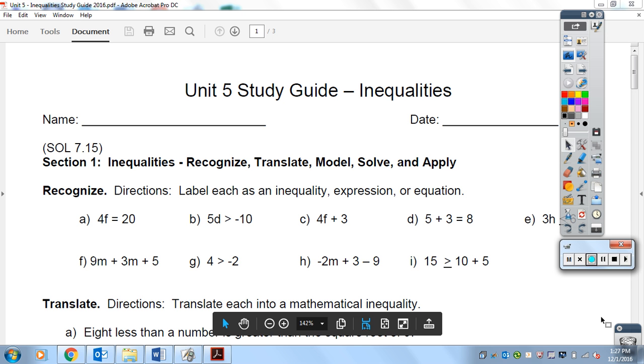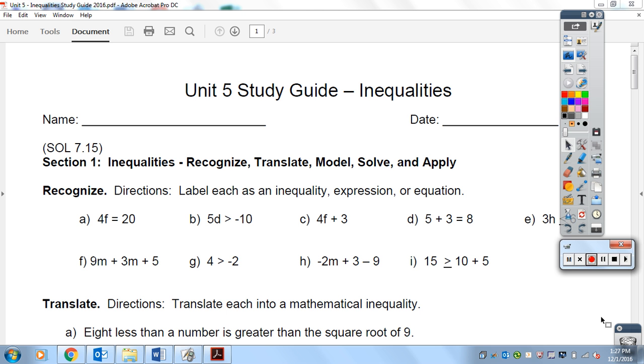This is the Unit 5 study guide on inequalities, the answers to it. You're going to need to know how to recognize, how to translate, how to identify different parts of it, and finally how to solve and graph inequalities. So it's going to look very familiar to the previous unit on equations and expressions.